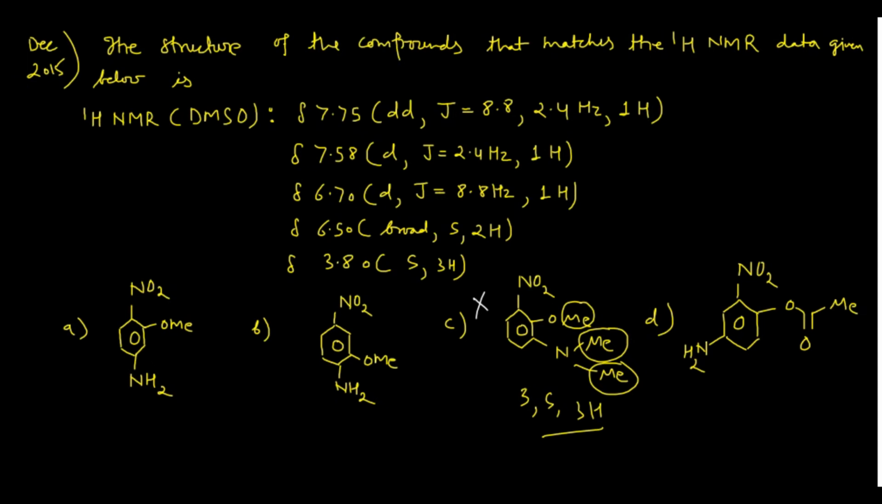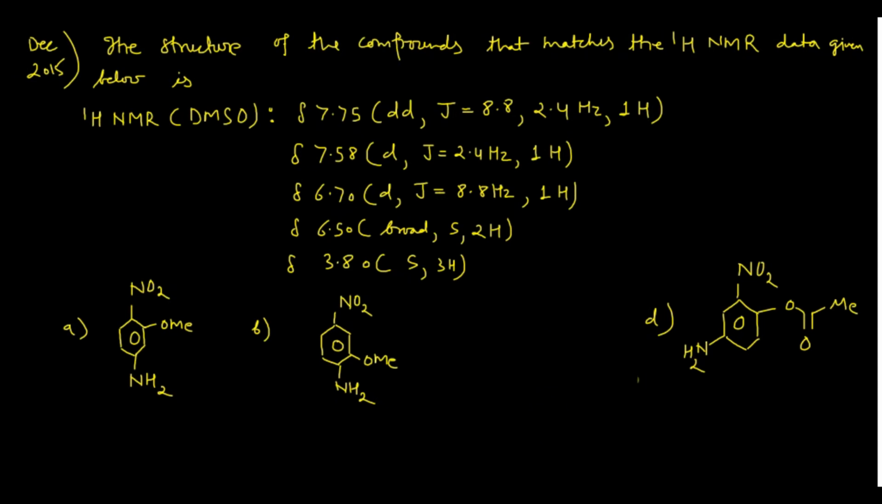So I am removing this option C from here. Okay, I have removed this. Now moving to the other options, now you can see option D. Option D says that you are getting the 3 methyl singlet at 3.80.